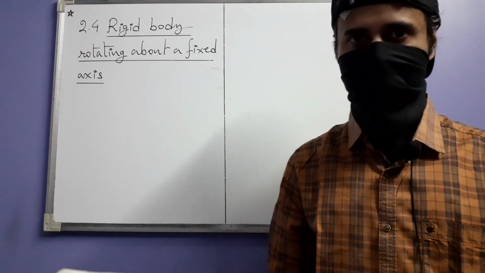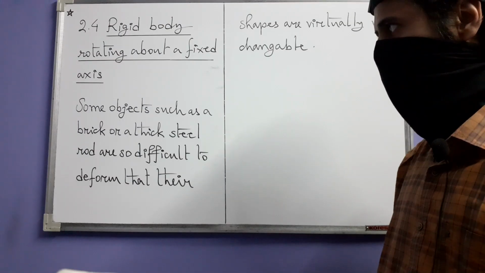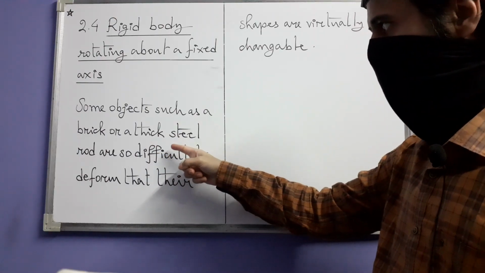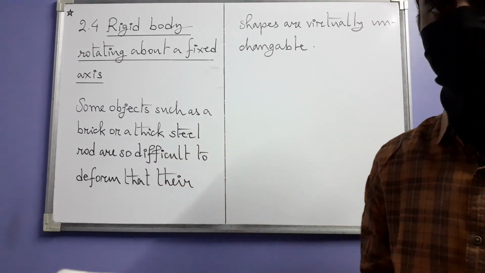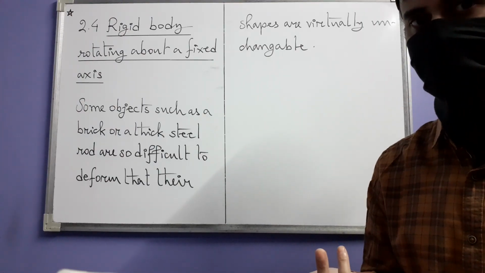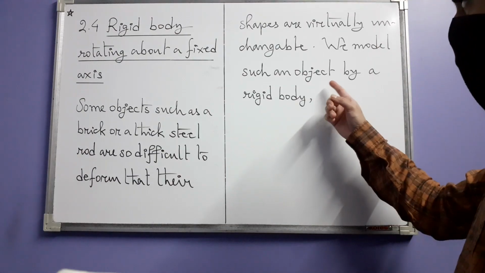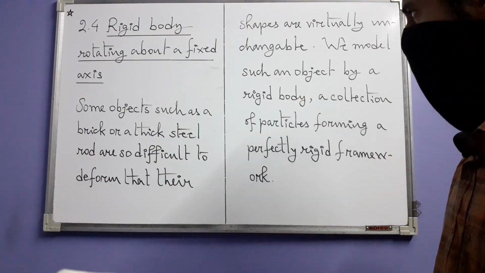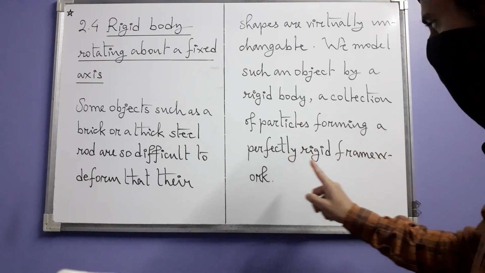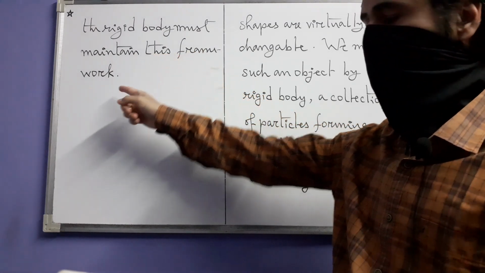Today's topic is the motion of a rigid body rotating about a fixed axis. This is how the author starts. Some objects such as a brick or a thick steel rod are so difficult to deform that their shapes are virtually unchangeable, which is a simple fact from ordinary life. And we model such an object by a rigid body, which you know as a collection of particles forming a perfectly rigid framework. And any motion of the rigid body must maintain this framework.